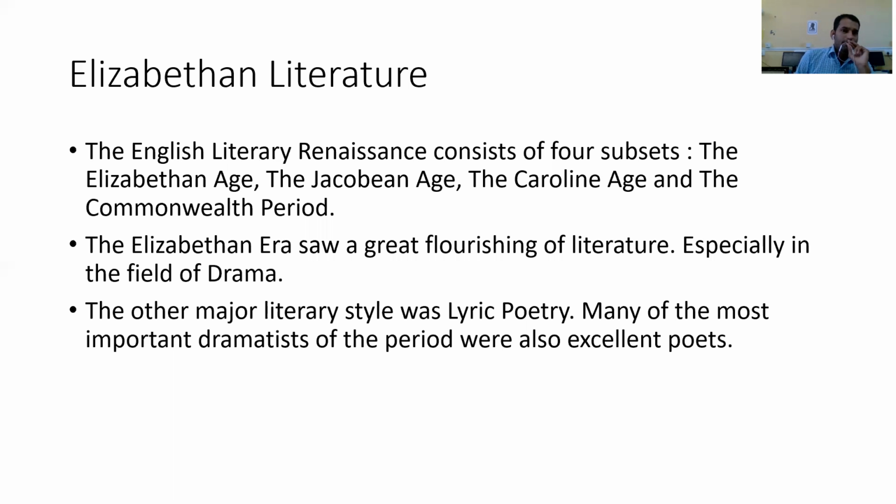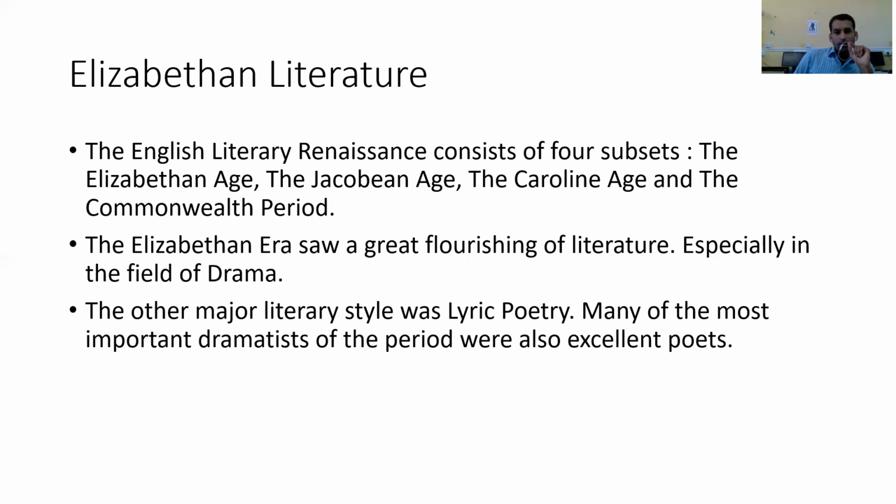If we see the Elizabethan literature, the English literary renaissance consists of 4 subsets: the Elizabethan age, the Jacobean age, the Carolean age, and the Commonwealth period. These are the 4 subsets of the English literary renaissance. English literature, the writings in the English language, flourished during all these 4 periods. But in the Elizabethan age, English drama was dominant.